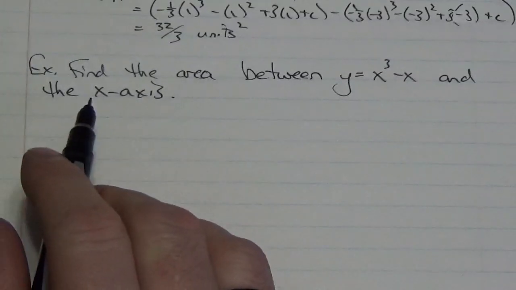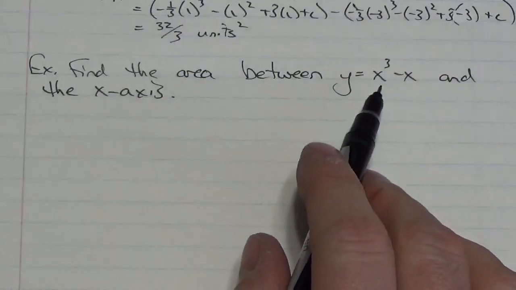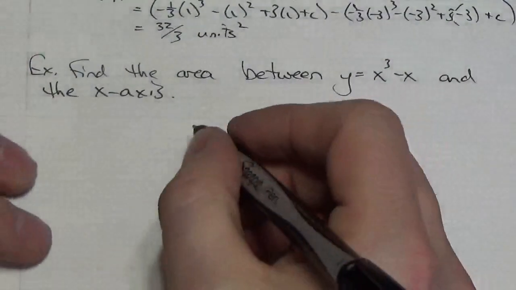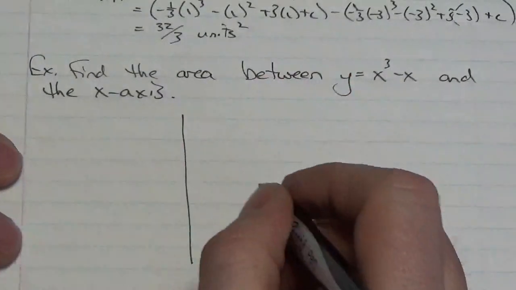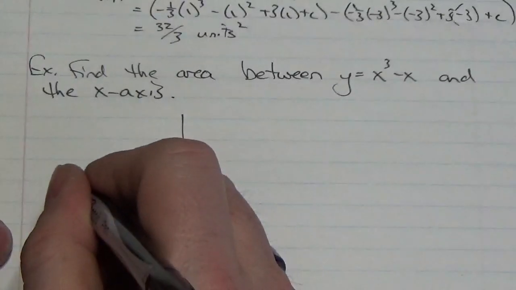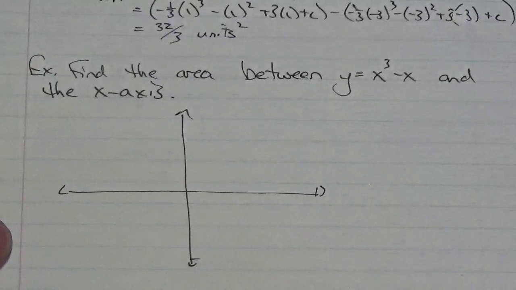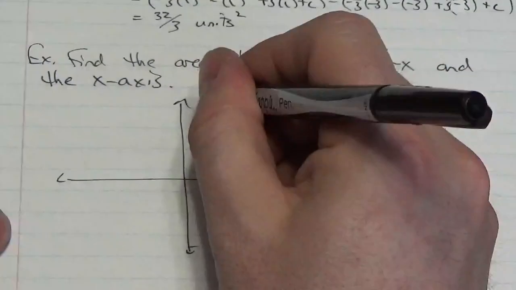Okay, so this question says find the area between y equals x cubed minus x and the x-axis, or the area under the curve, if you will. Okay, now once again, let's have a quick look at what this scenario looks like. Here's x and here's y.